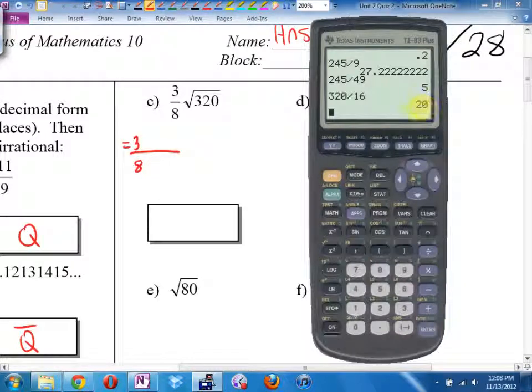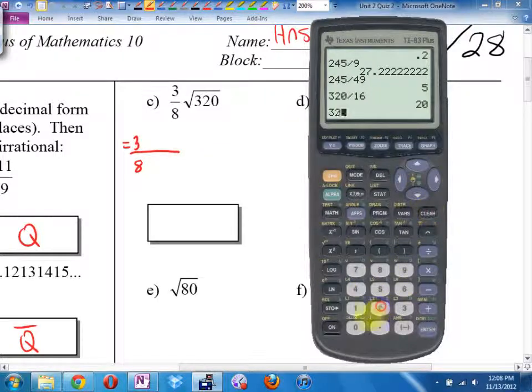20 is what times what? 4 times 5. 16 works and 4 works. I think 64 is going to work. Do you see how I got the 64? 16 works and 4 also still works after that. What is 4 times 4 times 16? 64. I'm going to retry this one.